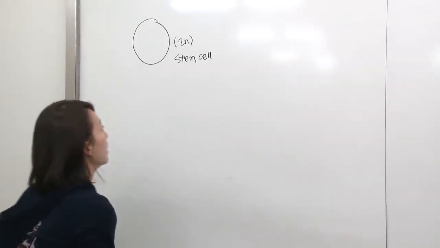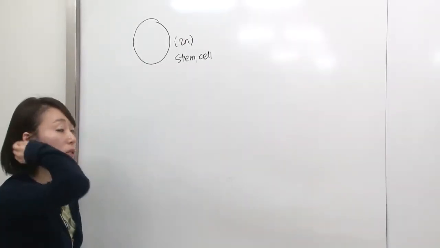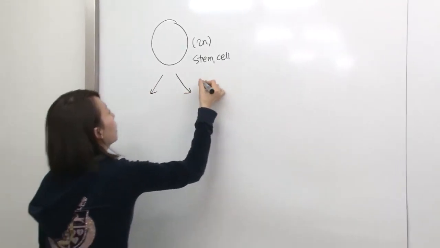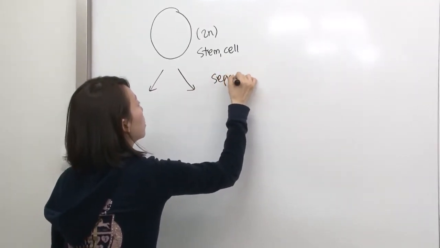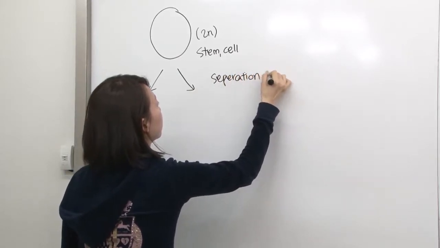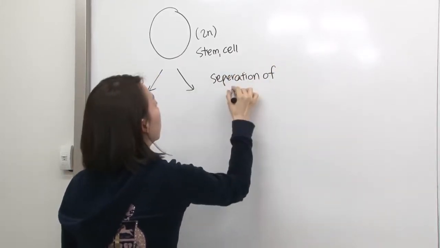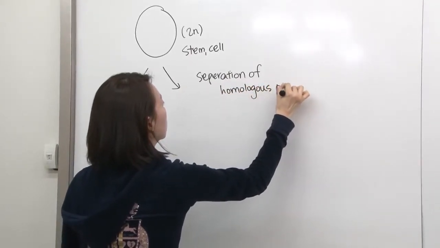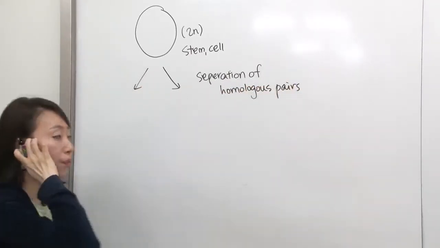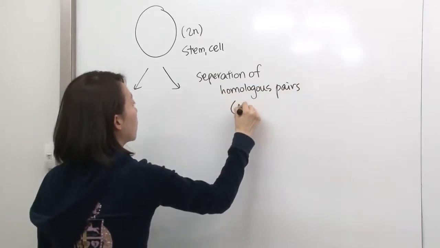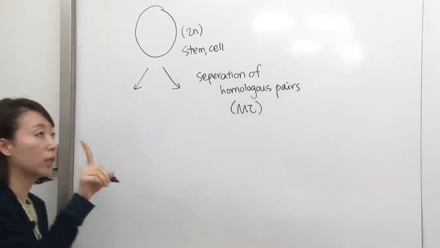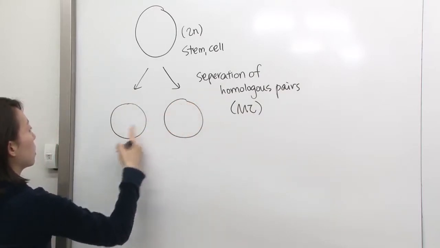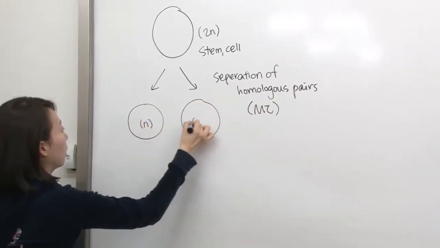So what happens is they have two steps for meiosis, okay? During meiosis 1, the separation of homologous pairs occurs. So this is the first step in meiosis, meiosis 1, and the resulting cell is going to be N.